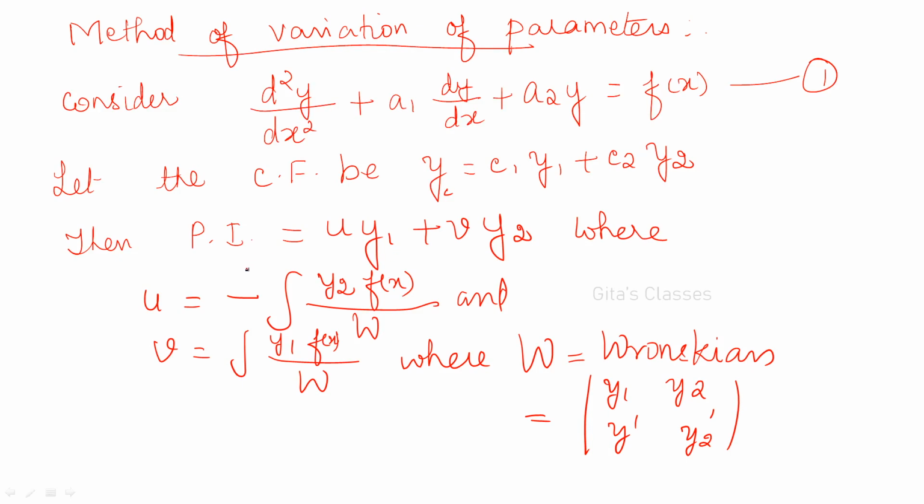by the Wronskian. u is equal to minus of y2 into f of x by w, v is equal to integral of y1 into f of x by w, where w is the Wronskian of y1 and y2. So find the Wronskian, you can expect questions like that, okay.